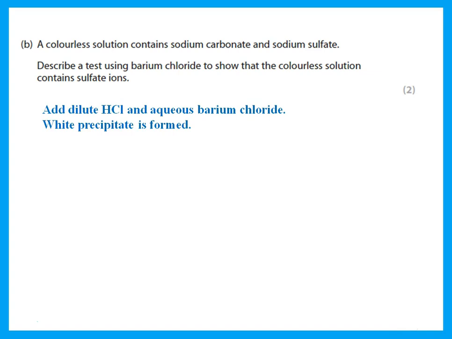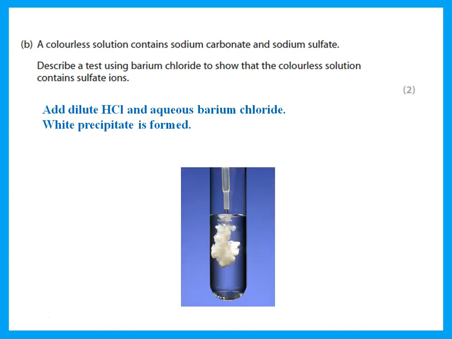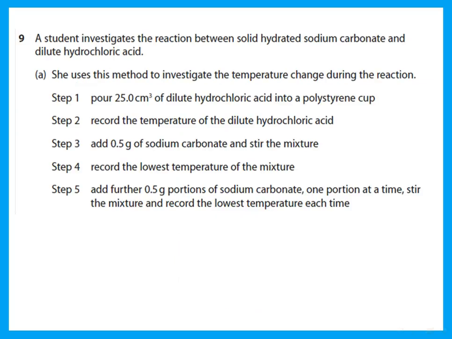You add dilute acid. Remember, it has to be acidified. So if I'm using barium chloride, it is dilute HCl. Remember that this test can also be made with barium nitrate. In that case, I will use dilute nitric acid. So with barium chloride, I need dilute hydrochloric acid. If I have a sulfate, I should get a white precipitate.